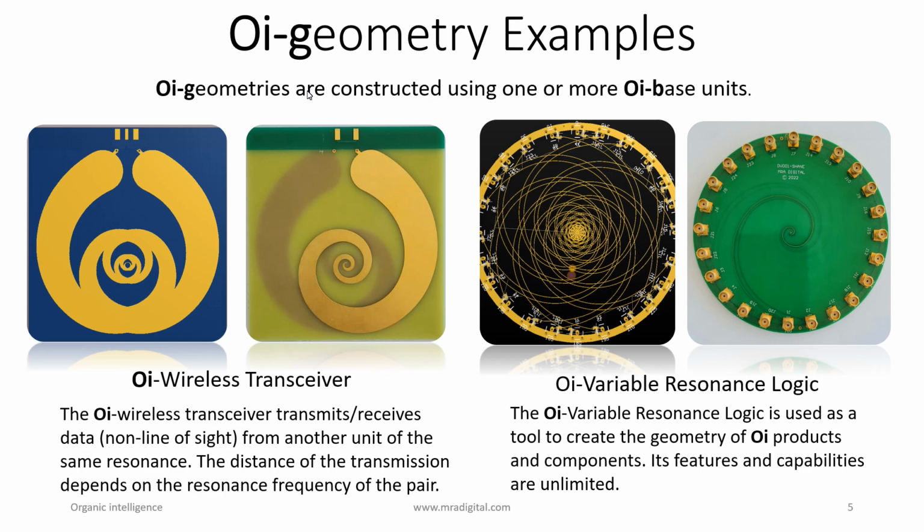This other unit that you see here is a more complex organic intelligence geometry. This one is a tool that I made for myself, actually. I had to make myself a tool to create the geometries. So it's a tool, and it allows me to test various things while I was creating my logic.